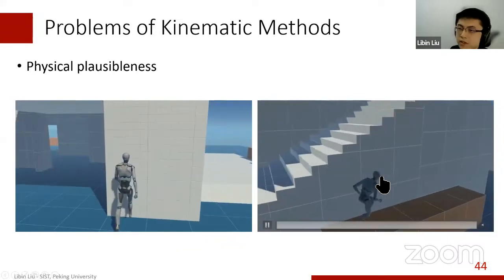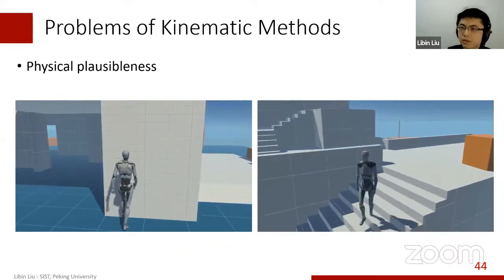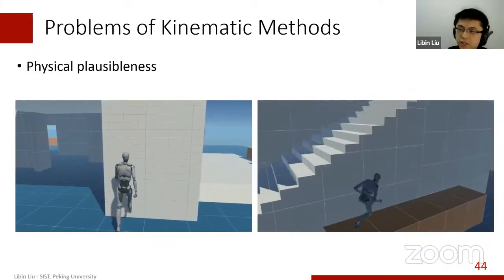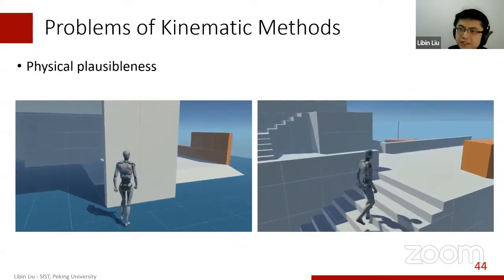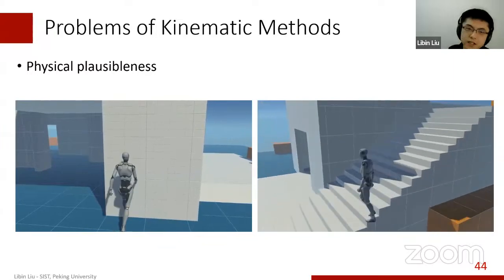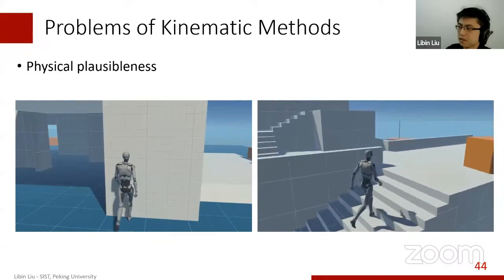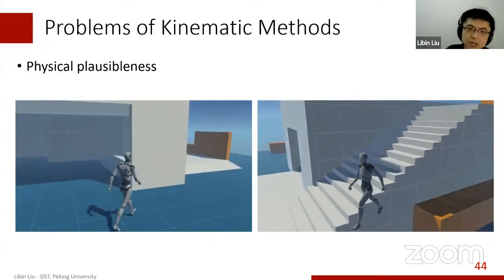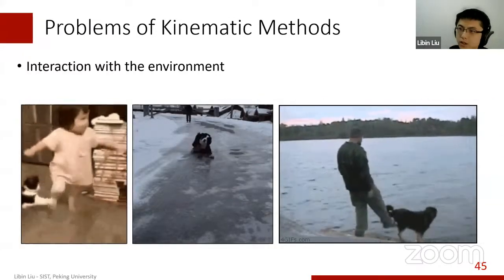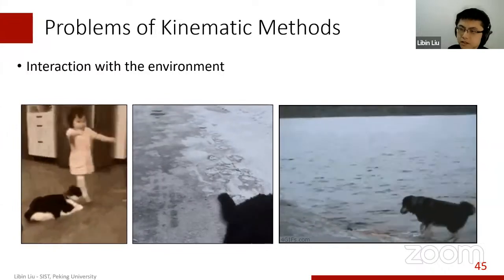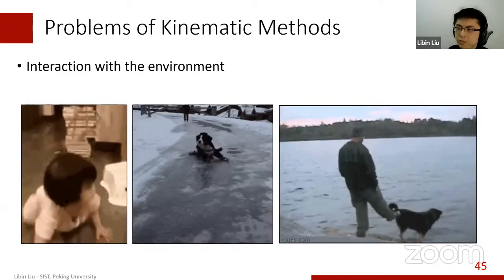So the motion generation methods we discussed before are mostly called kinematic methods. They generate motions without considering the physics of the world. So it can actually cause artifacts such as foot skating and penetration with the environment, especially for interaction with the environment. For example, like these few examples.